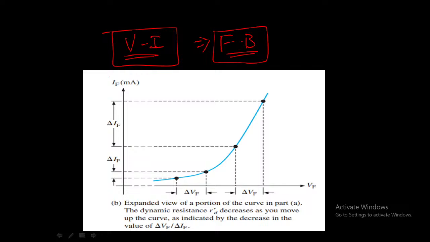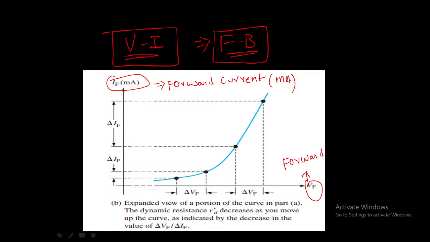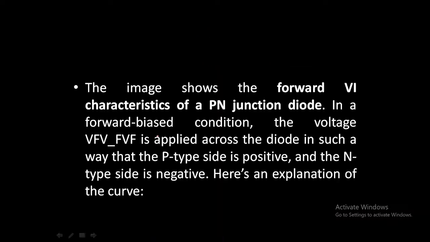On the y-axis it is IF, which means forward current, in milliamperes, and this is forward voltage. This graph represents the dependence of current on voltage. Here the image shows the forward VI characteristics of a PN junction diode. The PN junction diode is in forward bias condition.